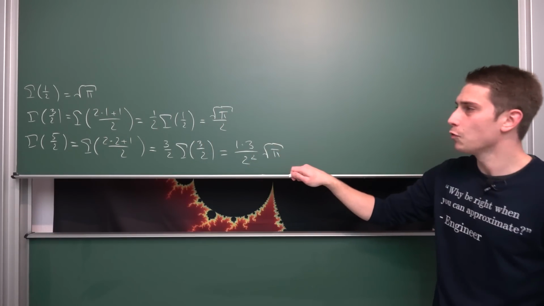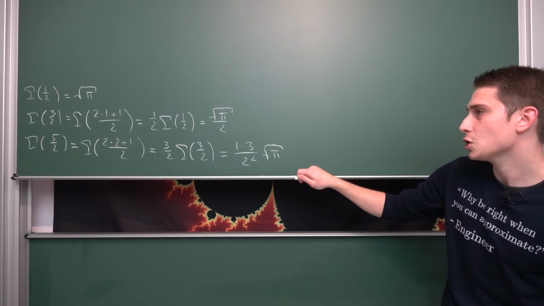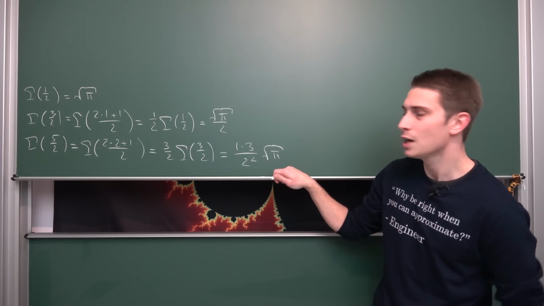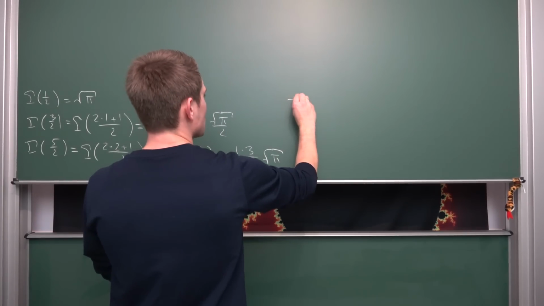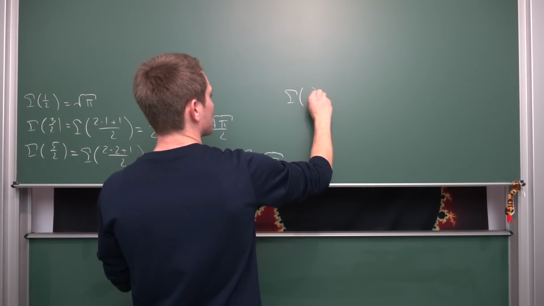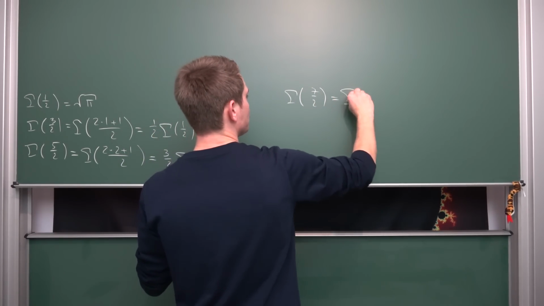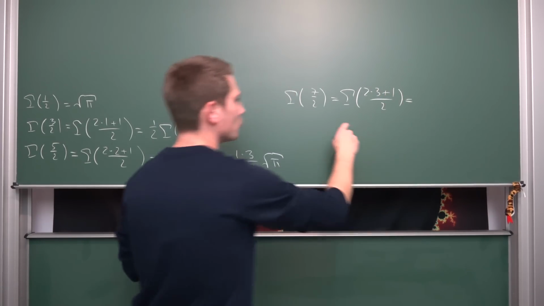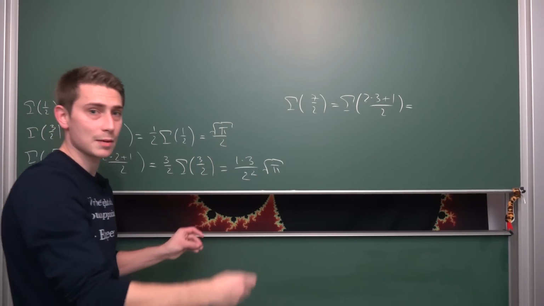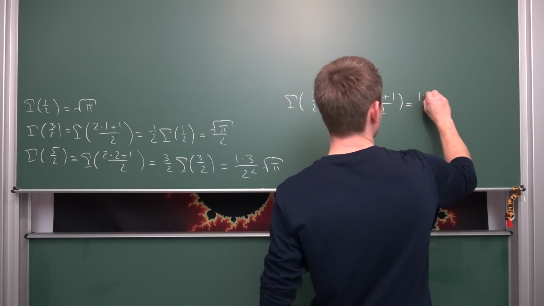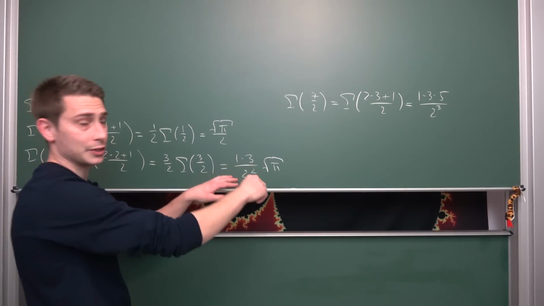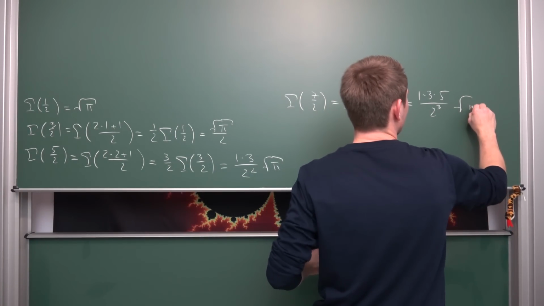Let us go for one more iteration, shall we? So we know the process by now. Gamma of 7/2 is going to be gamma of 2 times 3 plus 1/2, which is going to be 5/2 times gamma of 5/2, which is going to be 1 times 3 times 5 divided by 2 to the 3rd power. Just plugging this in, times the square root of pi.